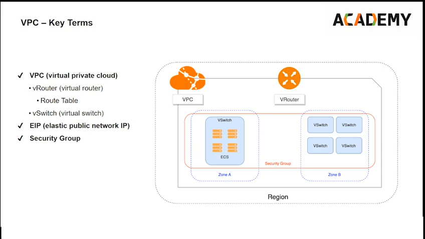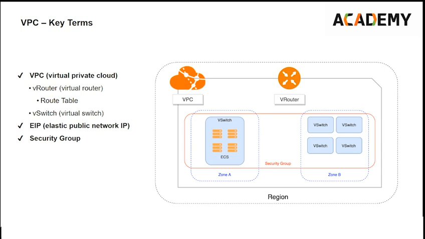A vRouter helps communicate between the vSwitches within the VPC, not outside the VPC. If you want to go to the internet, you need to go through the vRouter as well, which helps with the route table and the routes. If a machine in one vSwitch wants to go to the internet, it needs to ask the routes in the vRouter to go outside and from which path.